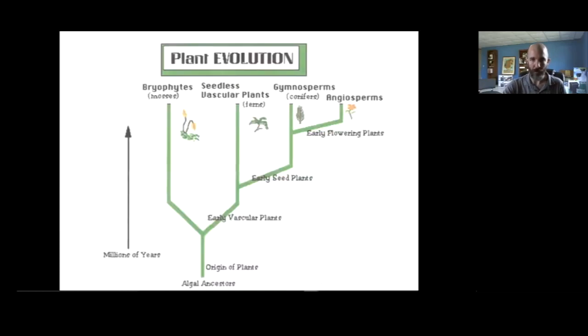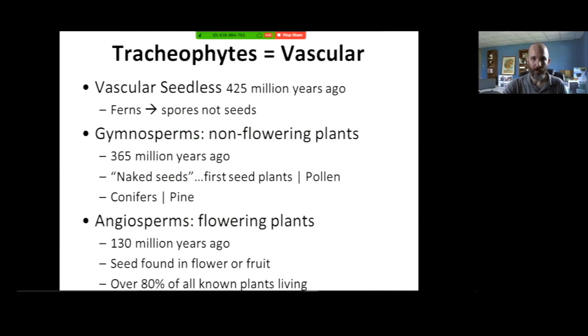So you've got these bryophytes moving up, and you get this branch into what are called seedless vascular plants. These are also called tracheophytes. So you have the vascular seedless plants. That split was about 425 million years ago. You start to see the ferns. And so we've got an ability to reproduce through spores, just like the bryophytes, but you get a little bit more complexity in the organism.